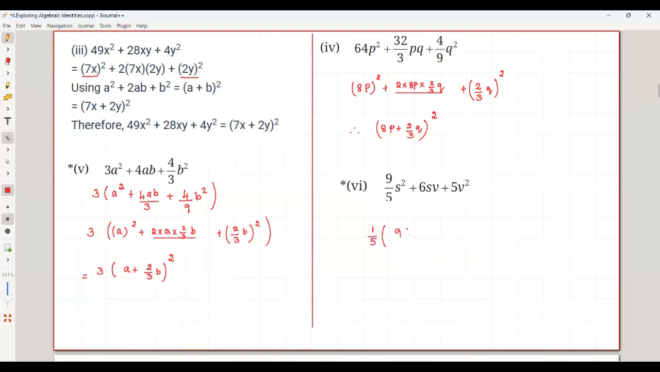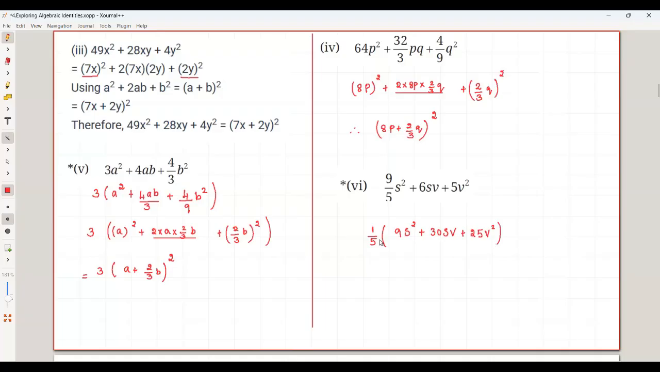Balance will be having 9 s square plus. Okay, so 5 is in the denominator. So I have taken 5 outside, so 5 should be multiplied with the numerator. 6 5s are 30, so 30 sv will come. If you multiply 5 with inside, 5 and 30 will cancel with 6 times. Now plus. Here there is no 5 in the denominator, so 5 should be multiplied with the numerator. 5 5s are 25 v square.